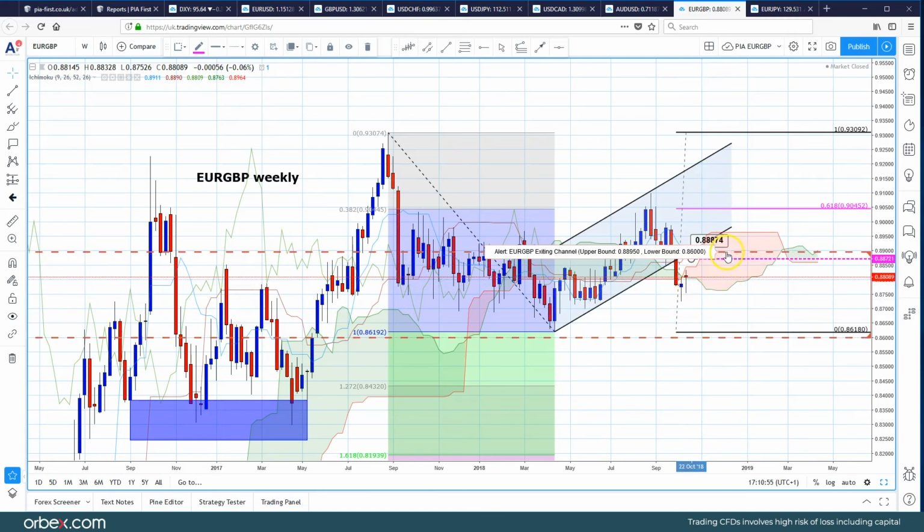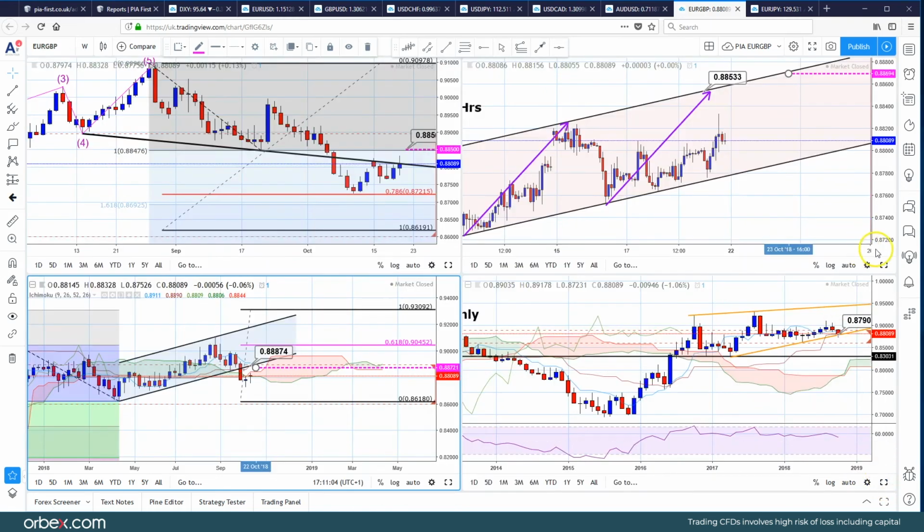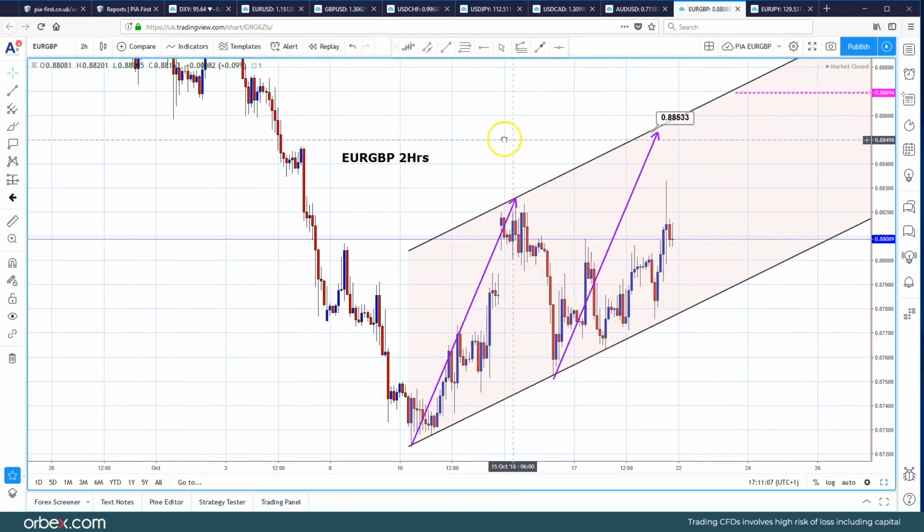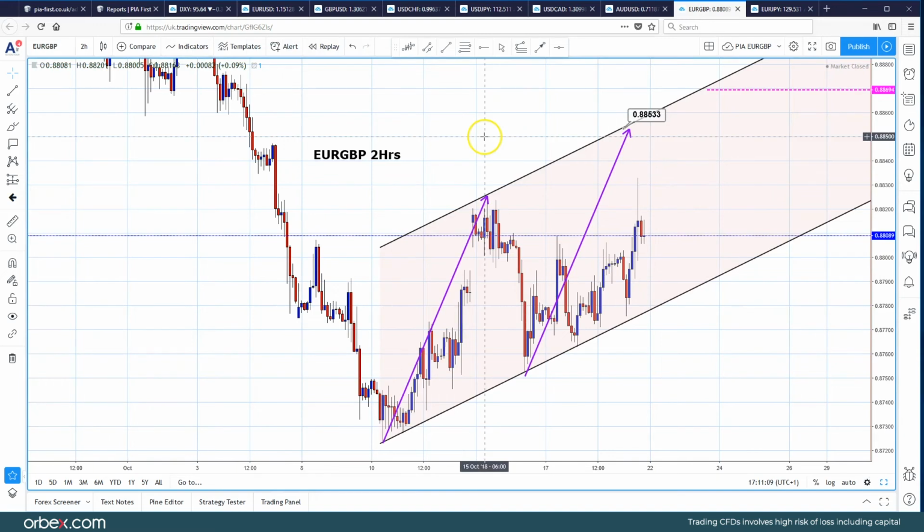88.72 is bespoke resistance. 88.87 is reverse trendline resistance, and that's really the prime area going into this week. If we go to this time frame, which is the Euro Sterling 2-hour intraday time frame, an ABCD formation takes us towards the channel top at 88.53. Like I said, we haven't really got any bespoke resistance until 88.80 and 88.70.